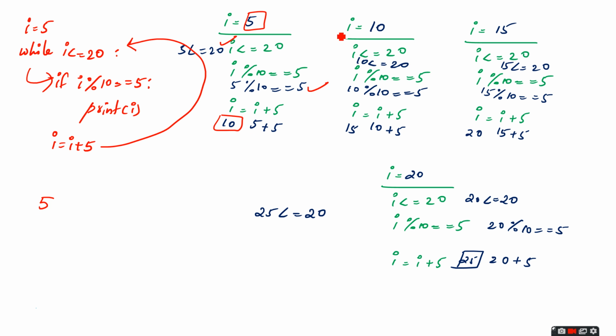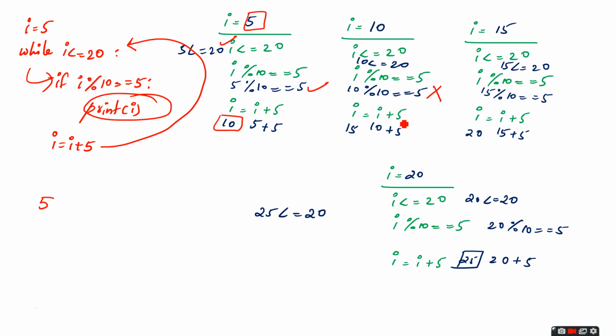We will go back to the loop and we will check the condition. 10 less than or equal to 20, condition true. Then we will check the if condition. If I modulo 10 equal to 5. That is when 10 is divided by 10, the remainder is 0. The condition is false. So this statement will not get executed.